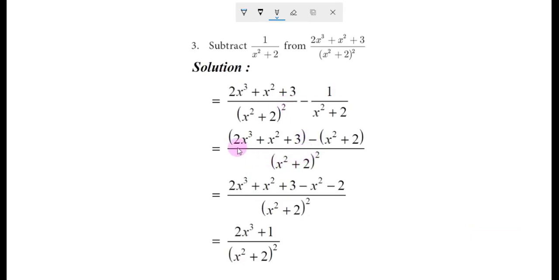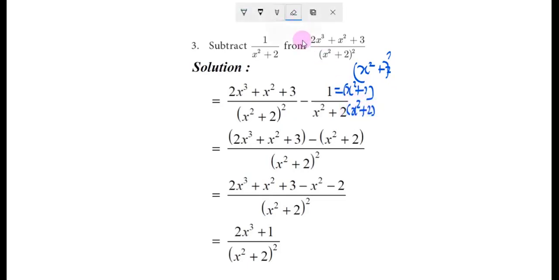Okay, now (2x cube plus x square plus 3) divided by (x square plus 2) the whole square. Now look at this, here we have (x square plus 2) the whole square, which means (x square plus 2) into (x square plus 2). Am I right?